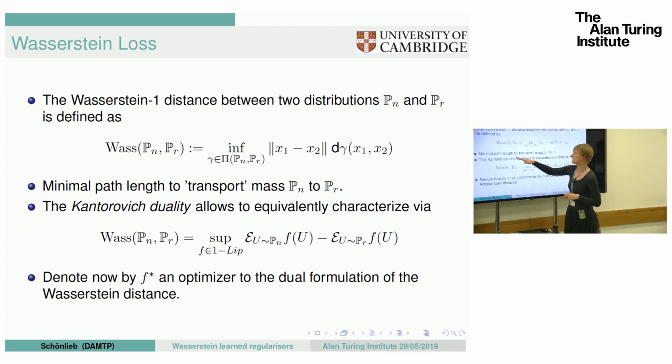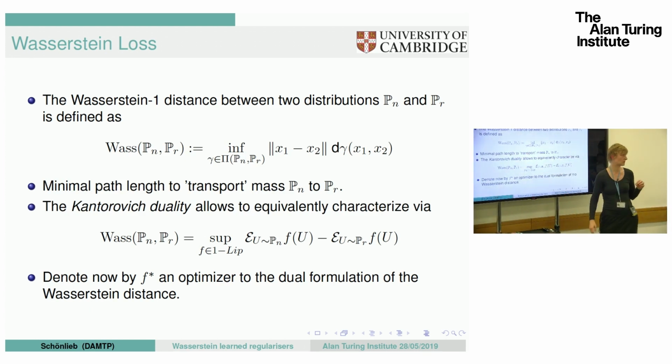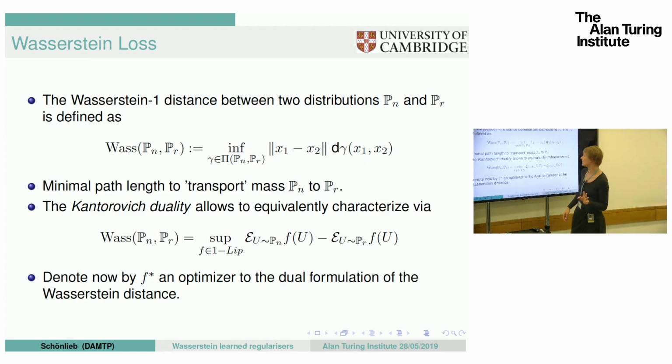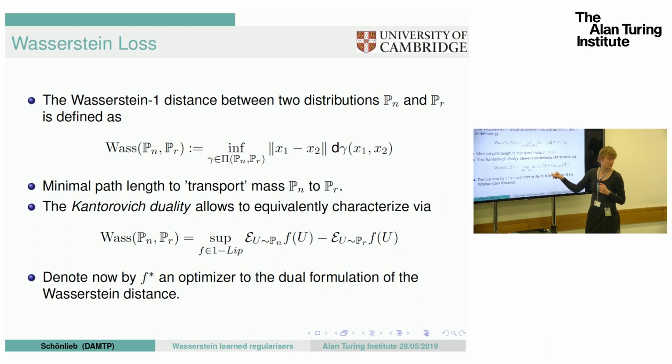And I formulate now the Wasserstein distance in terms of the Kantorovich duality. I don't know how much you know about this optimal transport stuff. But the main thing is if you look at this characterization of the Wasserstein distance between these distributions Pn and Pr, what I want is that my optimal regularizer is the argument that gives me the value of the Wasserstein distance, so the argument that maximizes this difference here.